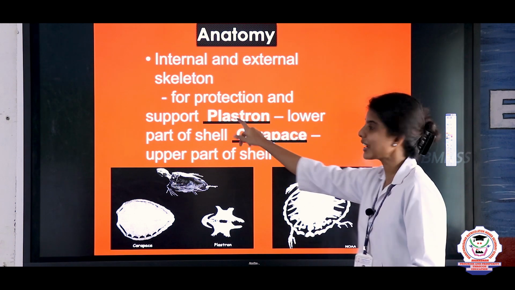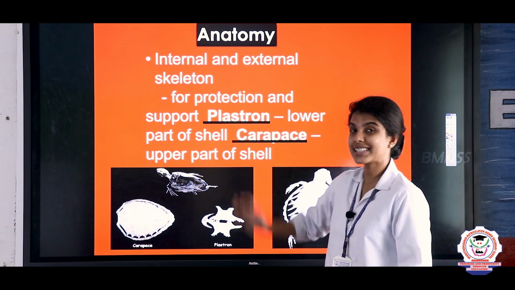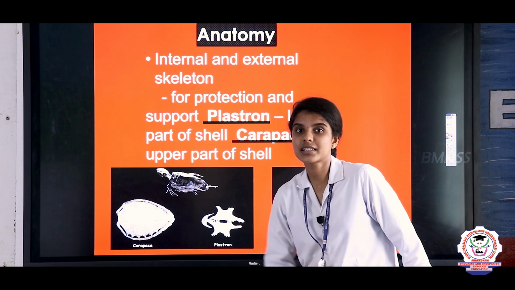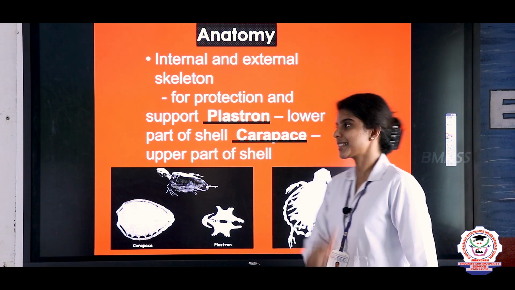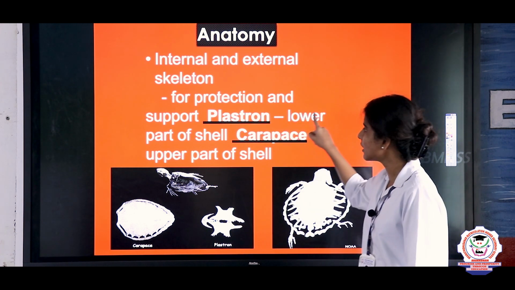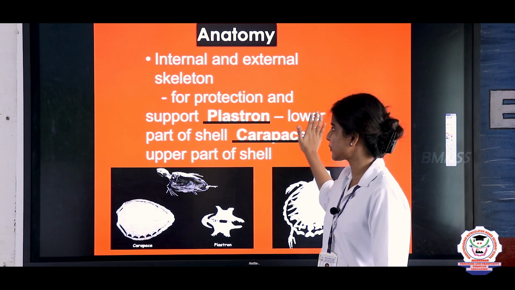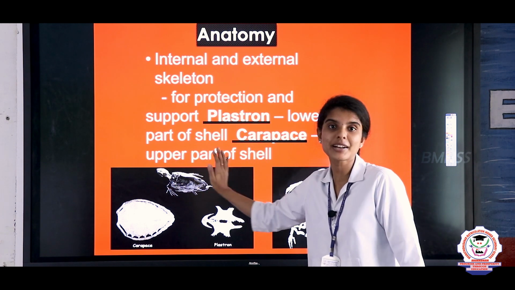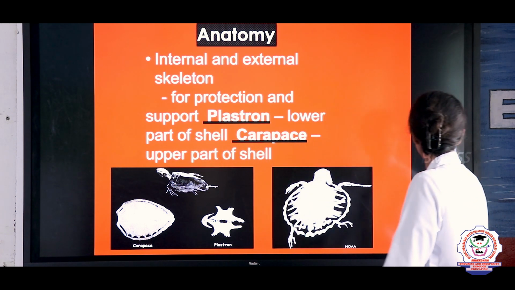Then I told you plastron means the bottom part, the bottom layer of the sea turtle. It is the lower part of a shell. Then carapace is the upper part of a shell. Clear?